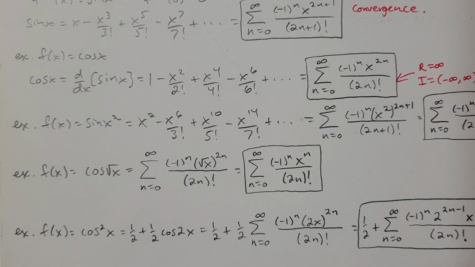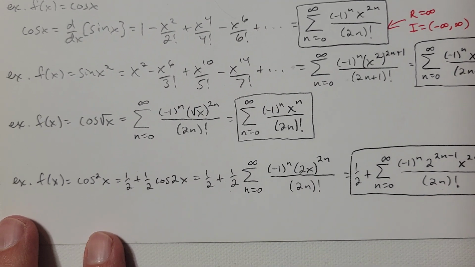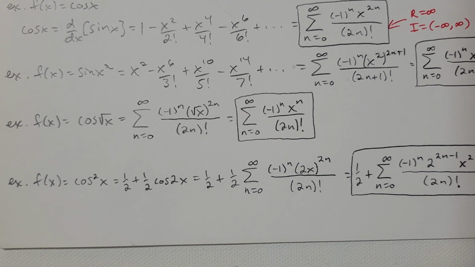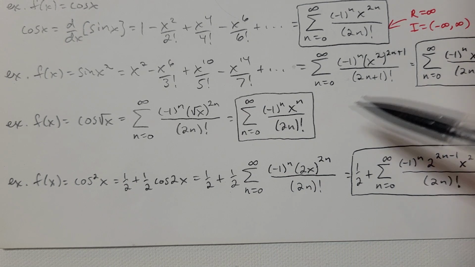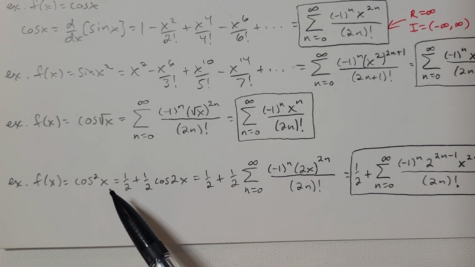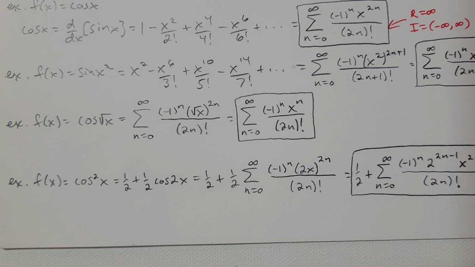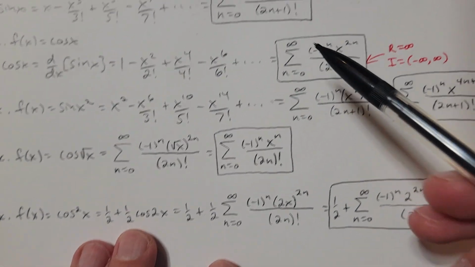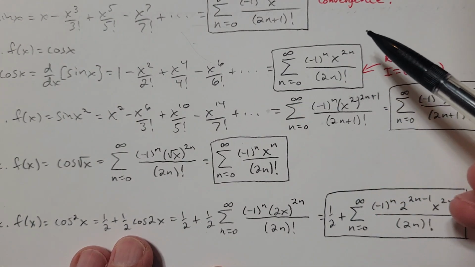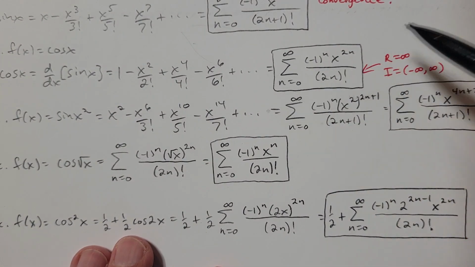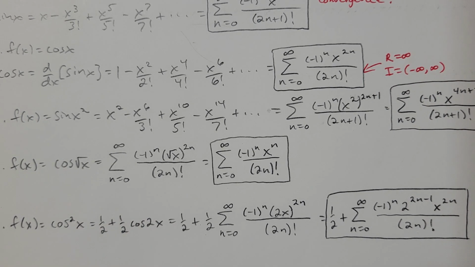Okay, here's another one. So what if I had cosine squared of x? Okay, now that's different from cosine of x squared, right? Because I'm squaring cosine of x, not squaring just x. So to do this one here, now I would not be able to just throw parentheses and put a power of 2 around this guy. Okay, that's not correct. And it wouldn't be simplified also.